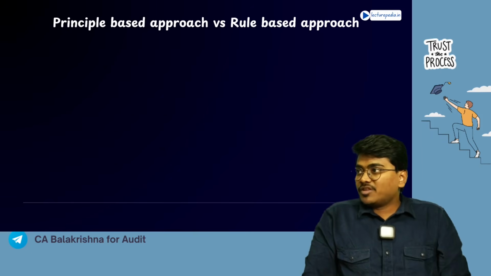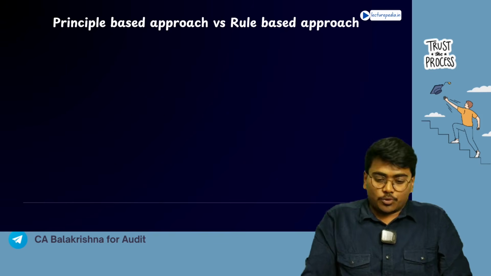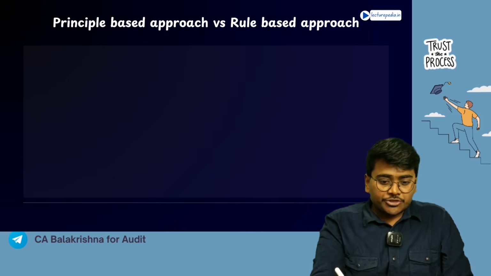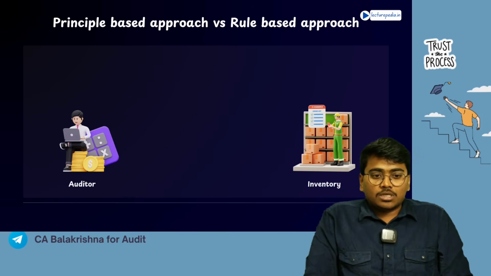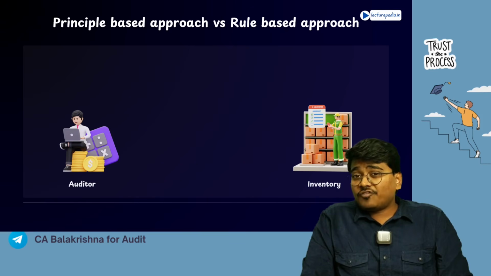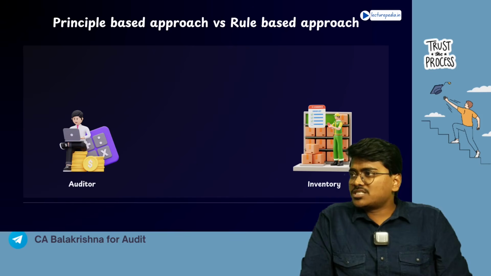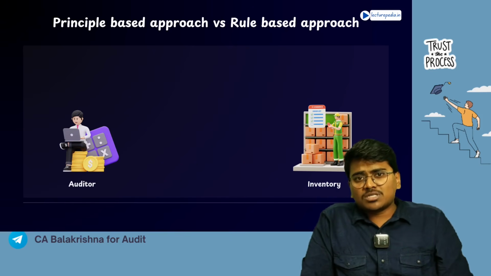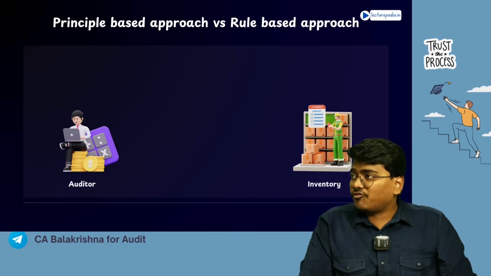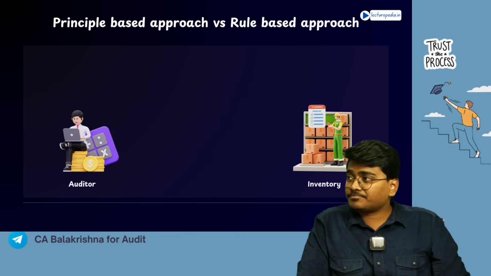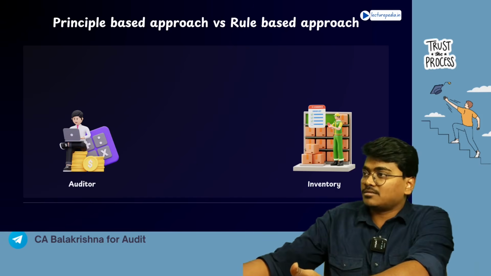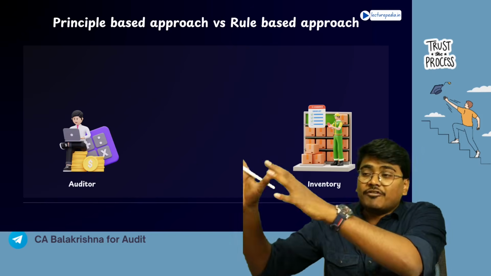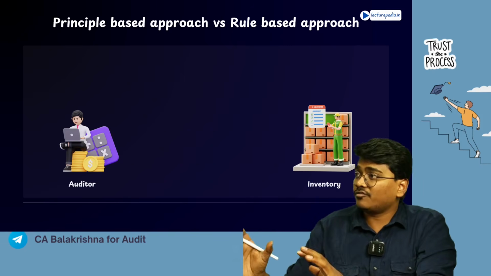Now, another example for principle based approach versus the rule based approach. Now, there is a chartered accountant, that is auditor, and auditor wants to obtain audit evidence with respect to existence of inventory. Now, in the financial statements, there will be closing stock, right? You need to obtain audit evidence with respect to closing stock. What audit procedure you will perform to obtain audit evidence with respect to closing stock? There is a specific term for that. Physical verification, or you call it as inventory verification. So, you will physically visit the location where the inventory is present and you will verify that inventory. That is the procedure that you will perform for verification of inventory, right?